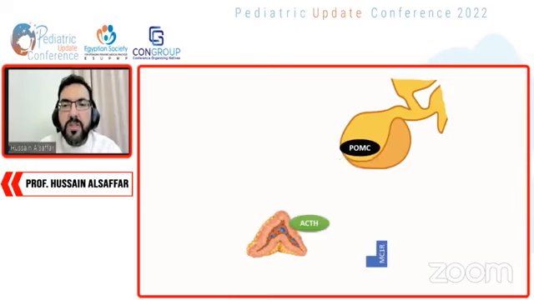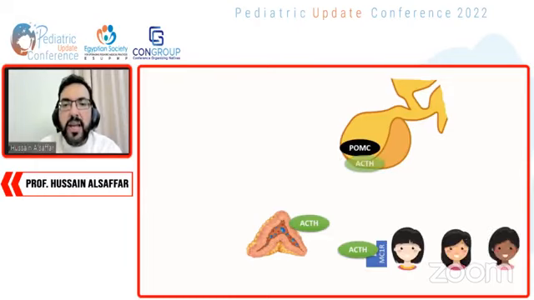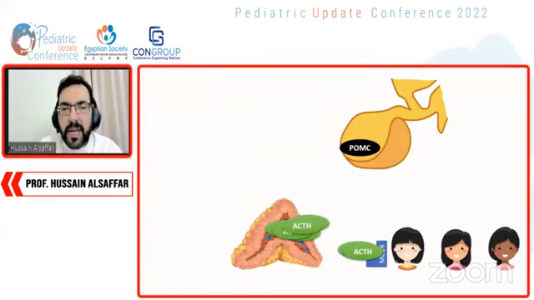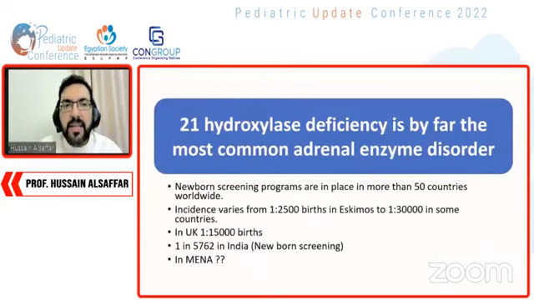ACTH will be produced extensively, trying to stimulate the adrenal that is not working. So basically, there will be accumulation of ACTH in the circulation, and the gland appears with hyperplasia in response to that ACTH, hence the name congenital adrenal hyperplasia. Now, as we said earlier, 21-hydroxylase deficiency is by far the most common adrenal enzyme disorder.